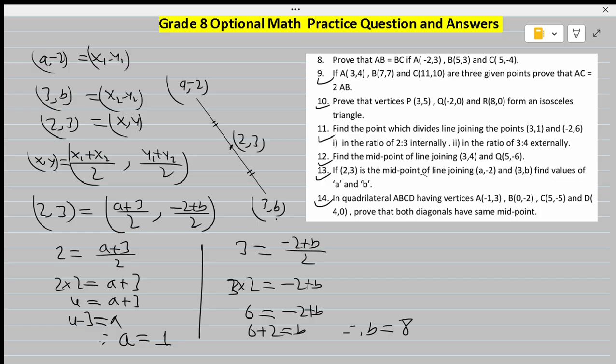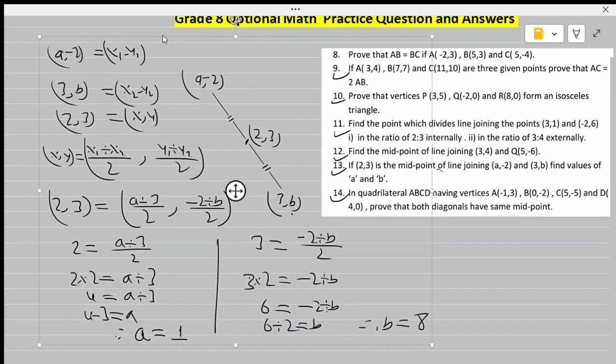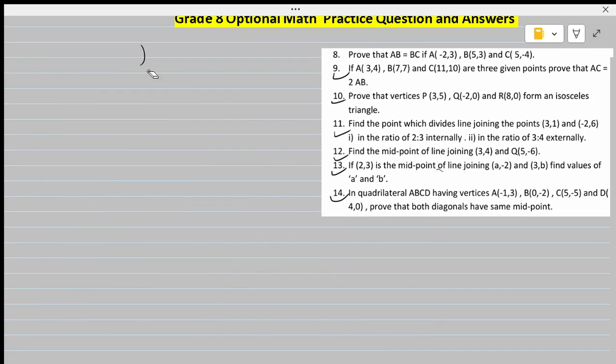Now we go with number 14. In number 14, in quadrilateral ABCD having vertices A, B, C, D, we are asked to prove that both diagonals have the same midpoint. That means the midpoints of both diagonals are the same, and that we have to show here. So I make a diagram here.